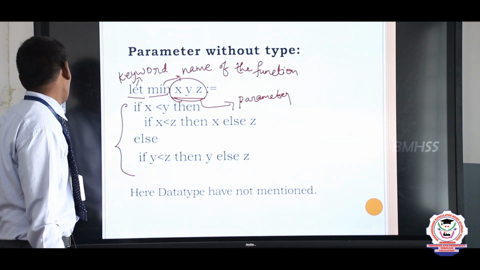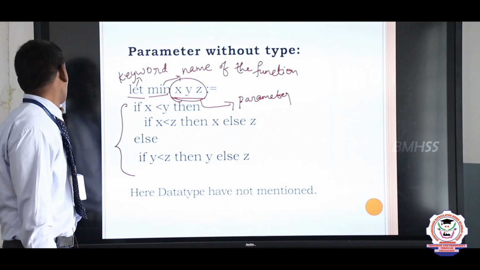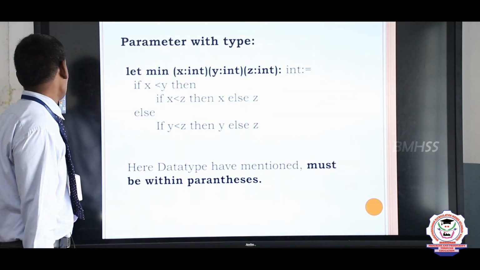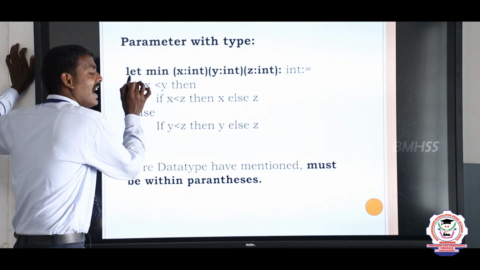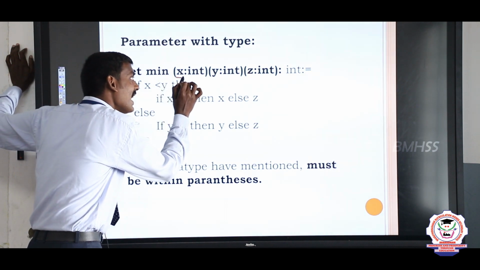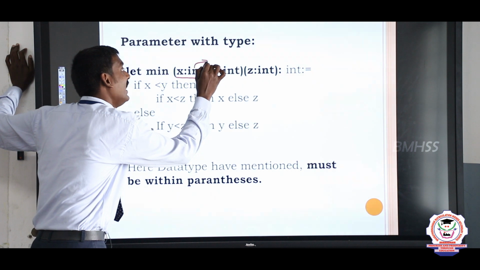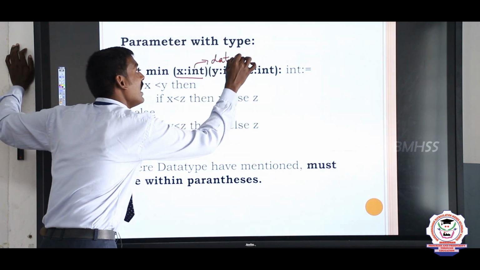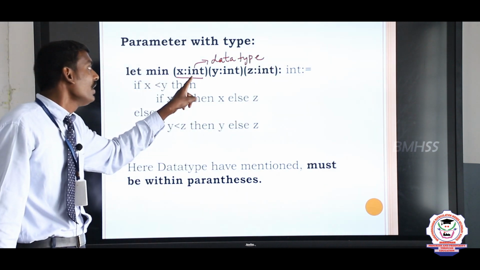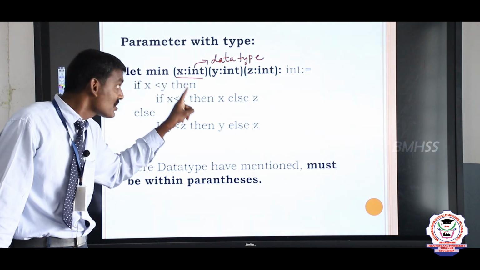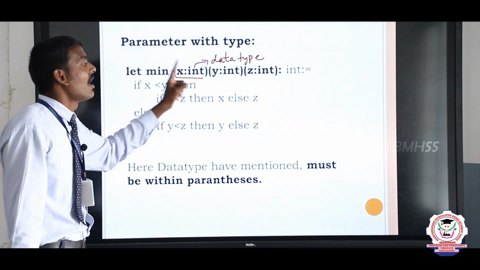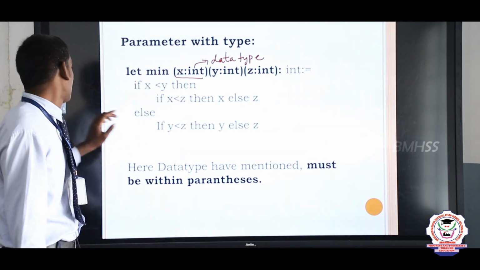Are you clear? Next, parameter with type. It's very easy. Let is a keyword. Min is the name of the function. Here x is a parameter. This x parameter can be specified with the integer data type, so the type can be explicitly mentioned. So this is an example pseudocode for parameter with type. The remaining process is all the same. Are you clear? Yes. Next.